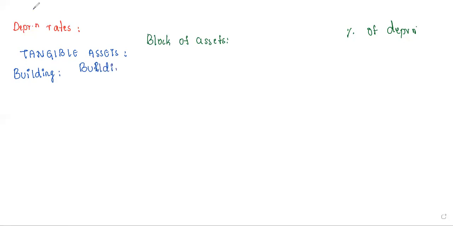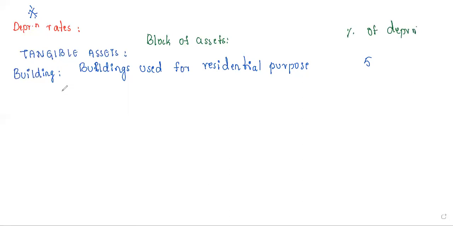Buildings, this is a very important part again. Buildings used for residential purpose. So if you are using a building for a residential purpose, if you are staying in the same building, then the rate of depreciation is 5%.